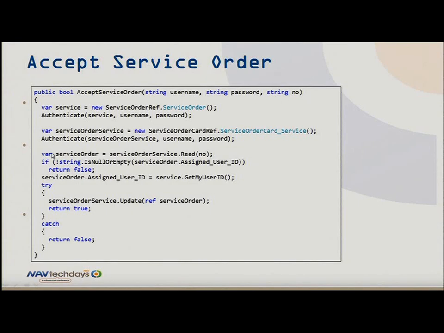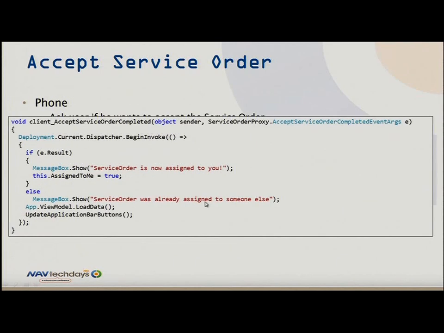The accept service order method here on the proxy will create my NAV proxy, call the authenticate on that one, and then read the service order, set the assigned user ID, and update it. And if somebody else has done the same between the time where I read it and the time I updated, this will throw an exception, and I'll return false to the phone app, else I'll return true, meaning that now you actually got the order.